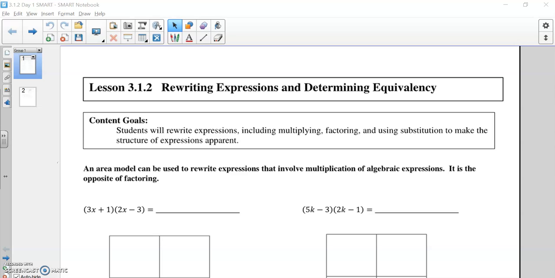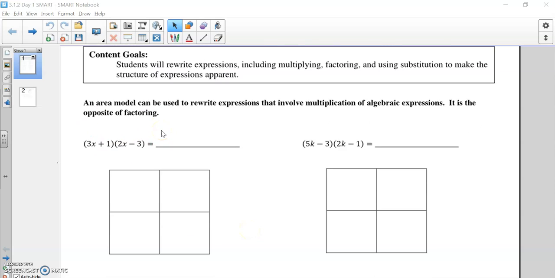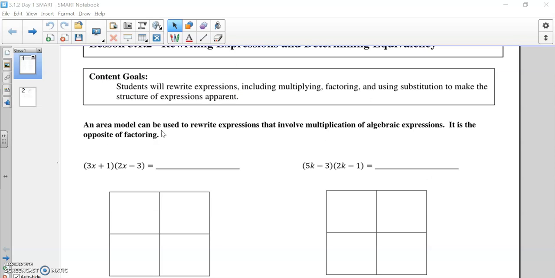We are going to focus today on rewriting expressions and still determining equivalency. So really we're going to put a lot of focus on that whole idea of factoring and also multiplying out binomials, just so we are solid on that skill when it comes to determining equivalency between expressions.